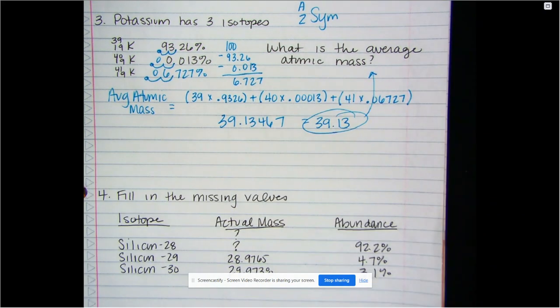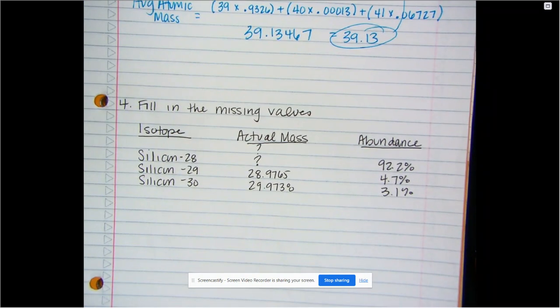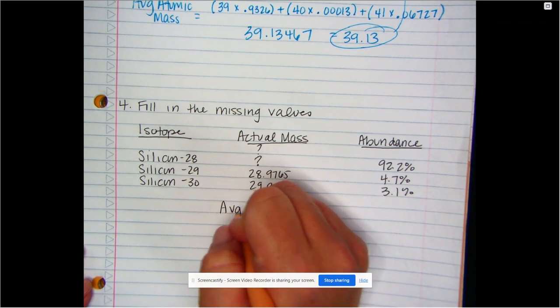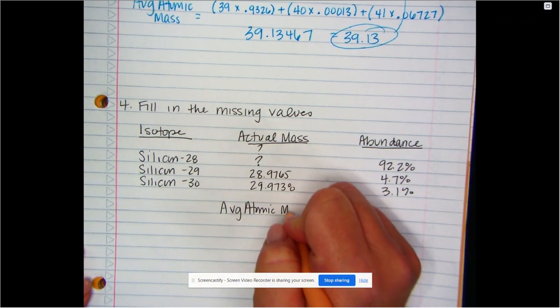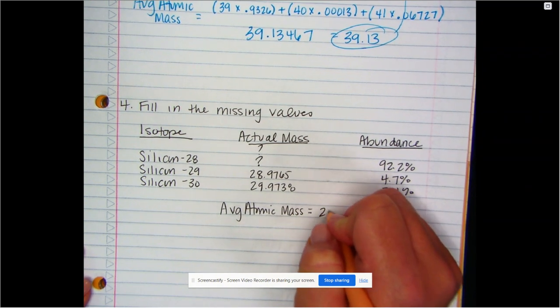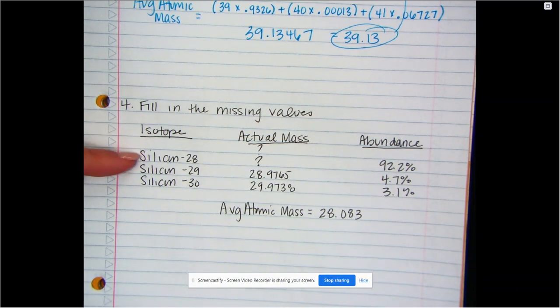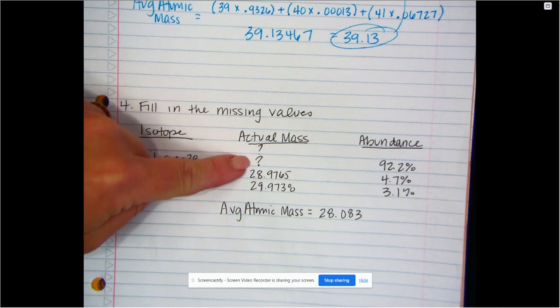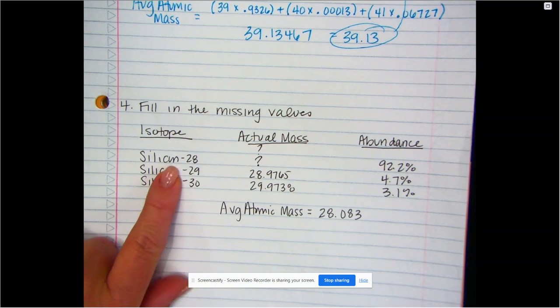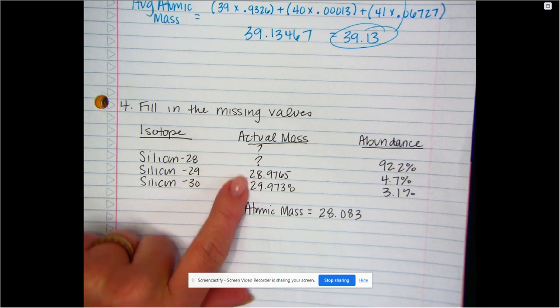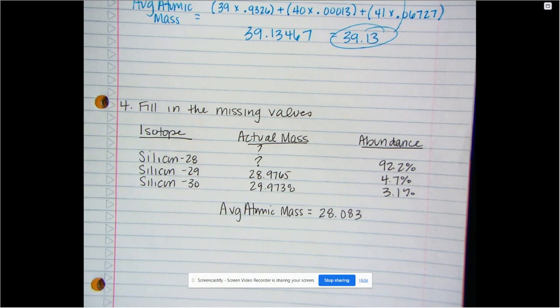All right, for this last example, we're actually going to be working backwards. So, I forgot to write down a number. So let me write down the last number that we're missing. The average atomic mass is 28.083. Okay, now we can go. I have 3 isotopes of silicon, and what I'm trying to find is the actual mass of one of my isotopes, silicon 28. I have the actual masses of the other 2, silicon 29 and silicon 30, as well as all of my abundances. So I would need to go backwards and find my missing one.